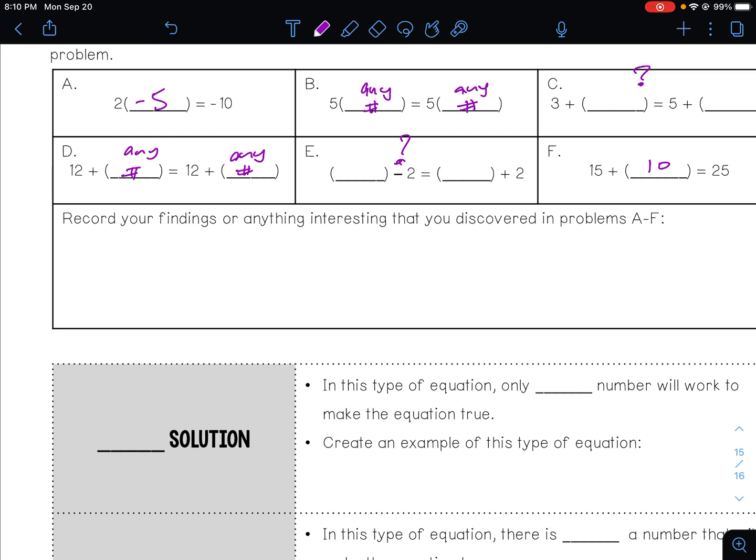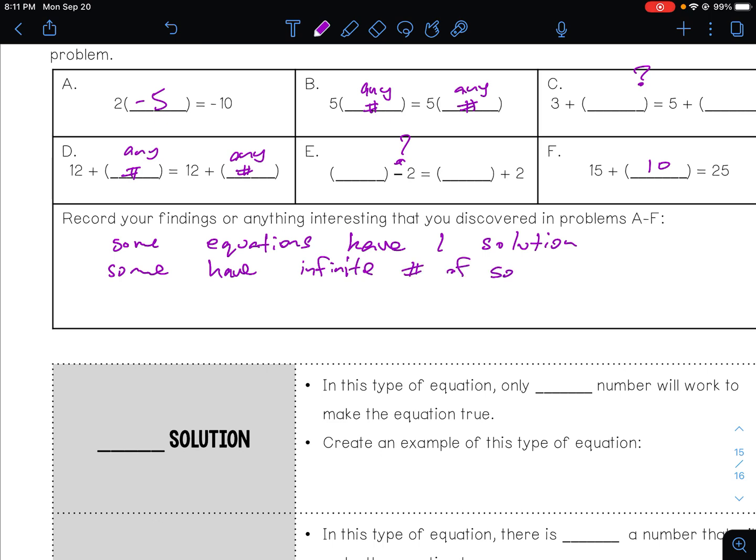Yeah, I would say some equations had one answer, have one solution. Some have an infinite number of solutions. And some have no solutions.